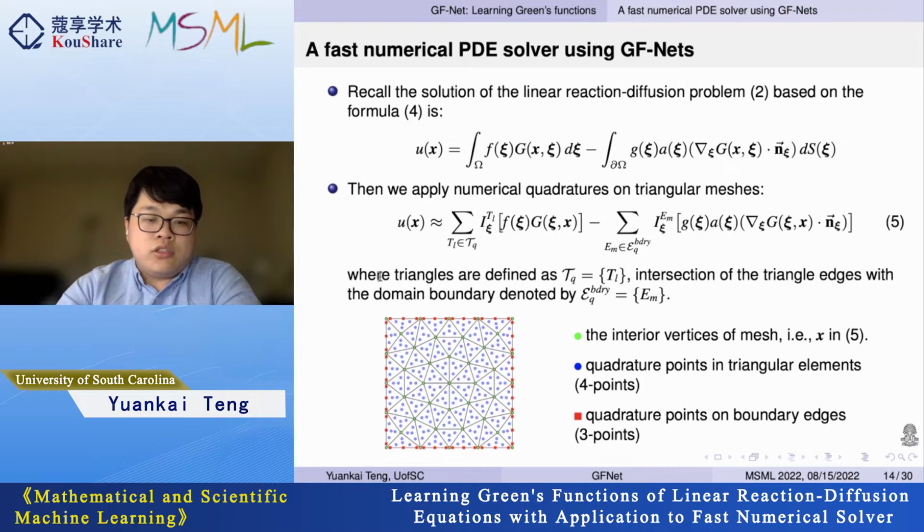So here we show our integration method, or the quadrature method, below. From the graph, the green interior points are the X we choose here, and the blue dots are the quadrature points in triangular elements. We here use the 4-point quadrature rule for ξ, and on a boundary we choose 3 points for the Gaussian quadrature rule.